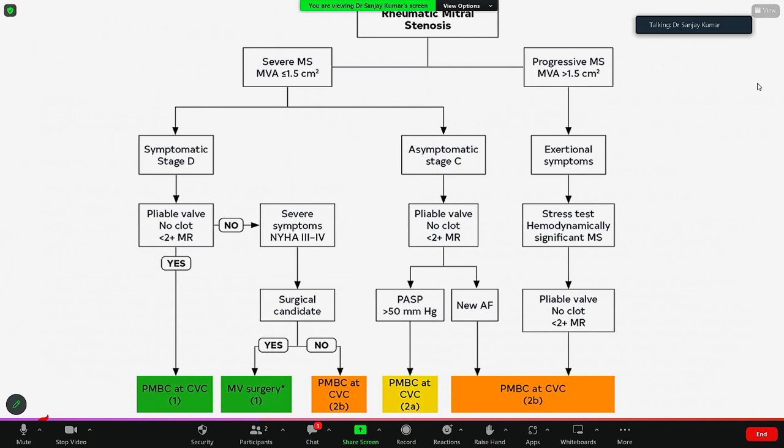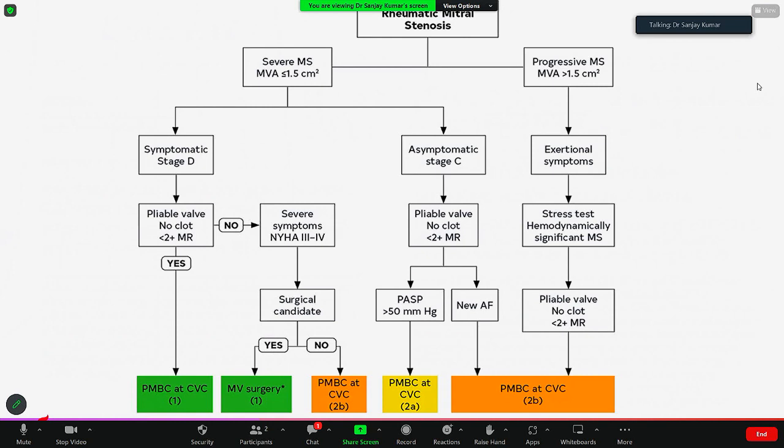When you talk about a surgical candidate, what do we do? If the patient is fit to undergo surgery, then subject them to mitral valve surgery, and depending on the age, we decide whether it's going to be a bioprosthesis or a mechanical valve. If the patient is not a suitable candidate for surgery, then again you consider percutaneous mitral valve commissurotomy, but the indication there is class 2B, unlike the first one, which is a class 1 indication.